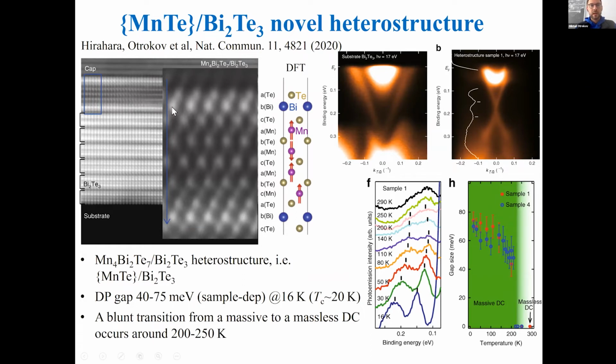This is the zoom in to this structure, but from a slightly different perspective. You can see that the stacking is first ABC, pretty much as in bismuth telluride, and then it goes like AB, AC, like in manganese telluride in bulk, and then it goes once again ABC, ABC, like in MBT 1 to 4, or something like that.